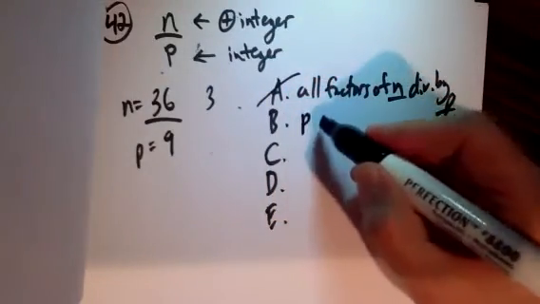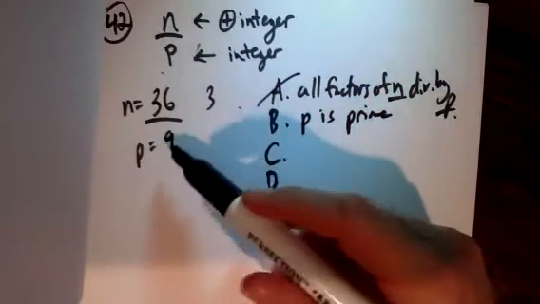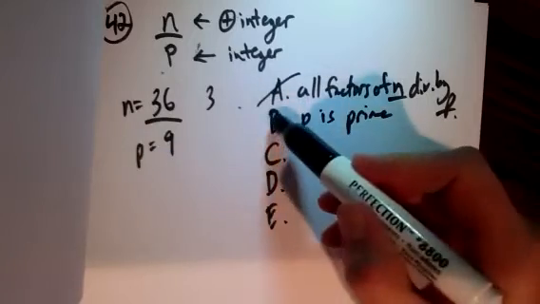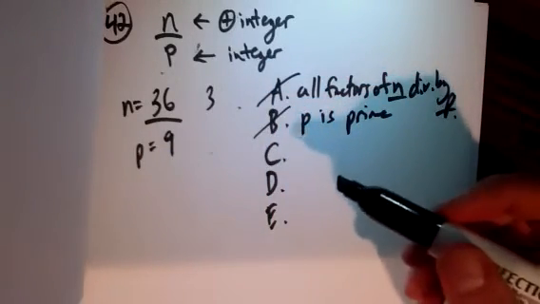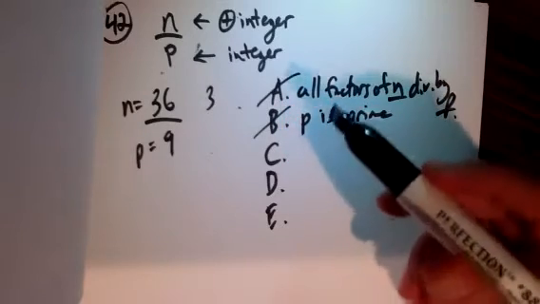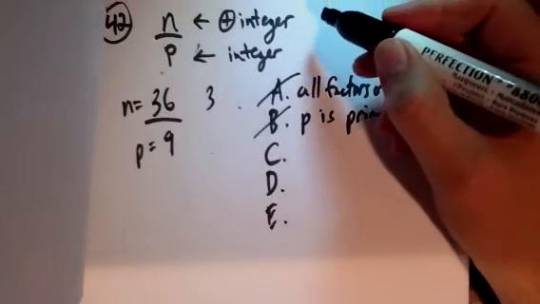P is prime. Well, our P is certainly not prime. 9 is not a prime number, so that is not always true. There are infinite prime factors of n. Well, for any integer, you're going to have a finite number of factors.